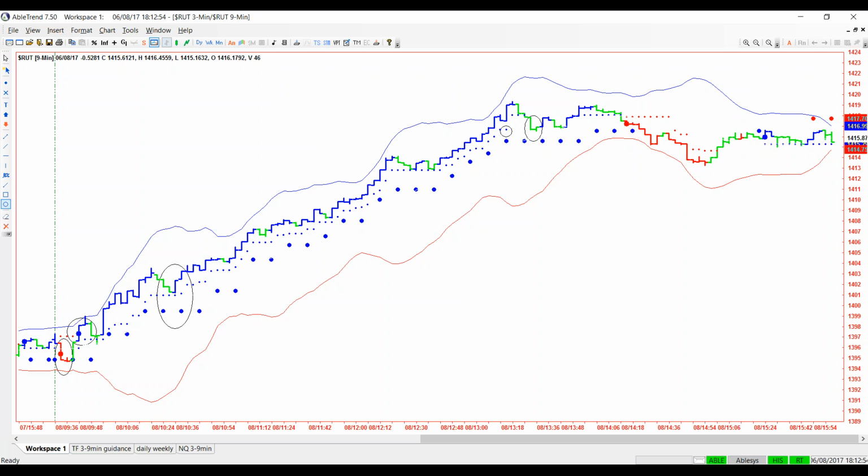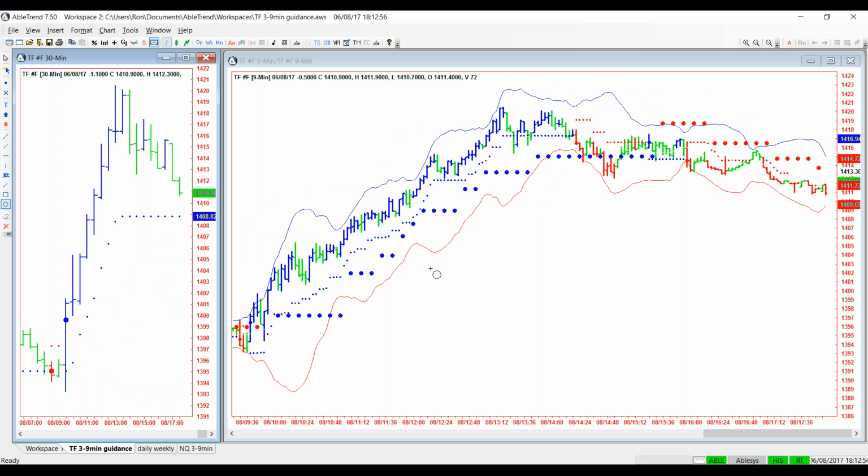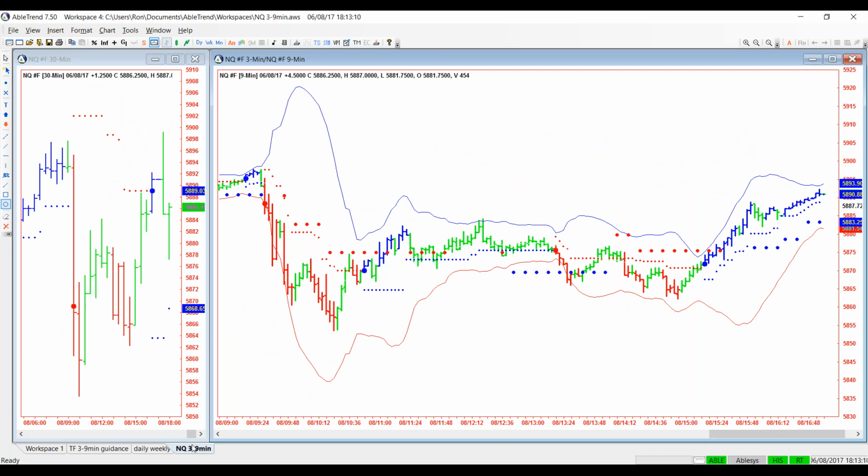You're welcome, Kevin. This is the E-mini Russell, which is very similar to that. If you're a futures trader, it's basically the same chart if you trade futures. But most people don't trade the E-mini Russell because it's very expensive to get that data feed.